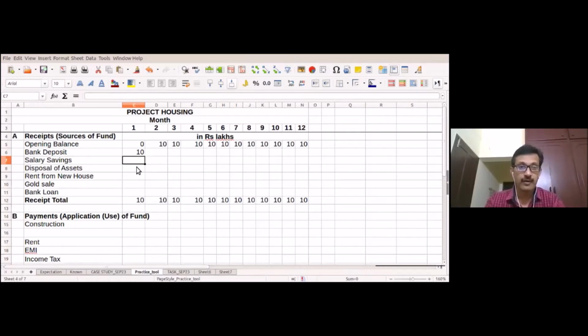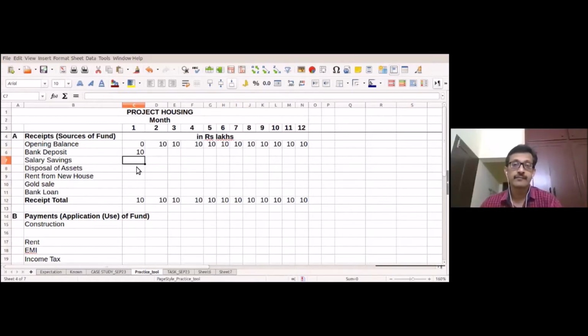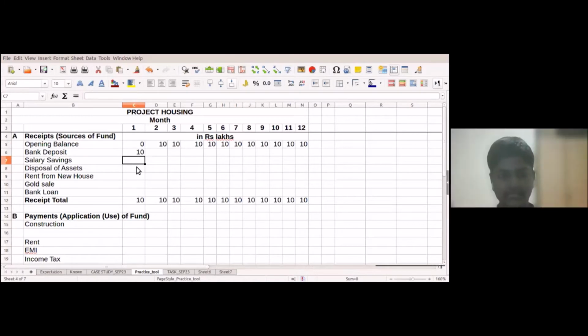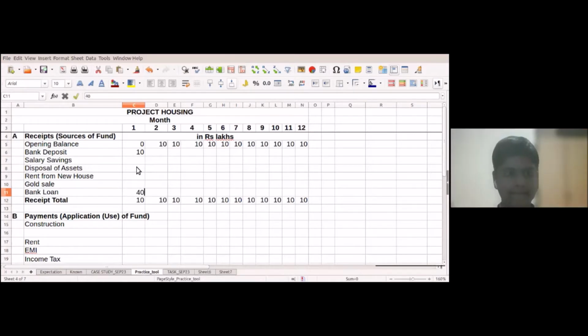Yes, bank deposit, should I write 10 lakh? Yes, sir, first month, 10 lakh. Fine. Then, and bank loan we get 40 lakhs. Should I write 40 in bank loan? Yes, sir, 40, first month. Yes, sir. Fine.